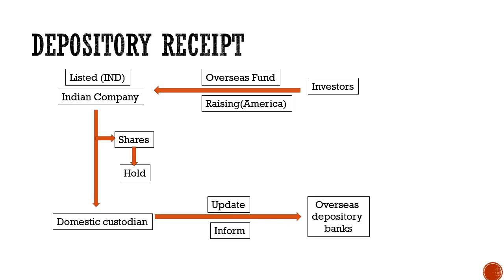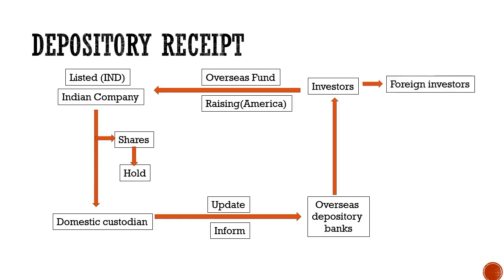Now, if any Indian company wants to give shares to a foreign company or a foreign investor, then that company has to, number one, give all his shares to the domestic custodian. Then the domestic custodian will update and inform the Overseas Depository Bank, which will credit all the shares held, and thereafter it will inform and update the investor. And this investor is nothing but the foreign investor.